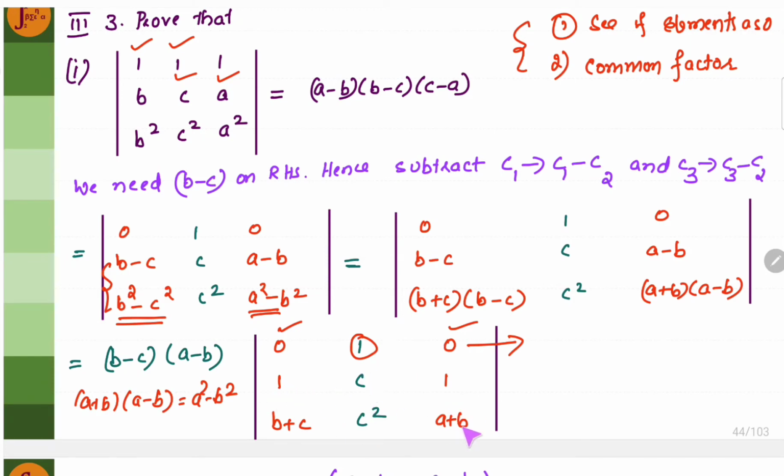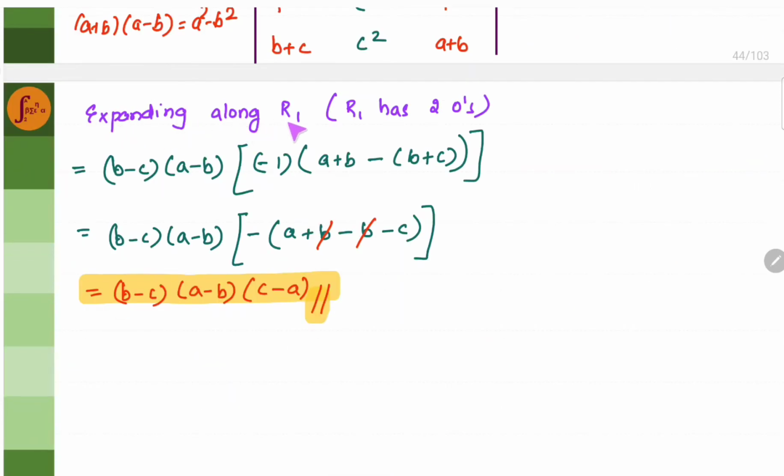So you'll get 1 into (a plus b) minus 1 into (b plus c). That is expanding along row 1. Since it has 2 zeros, you will get this as the determinant. So this is nothing but equal to RHS.